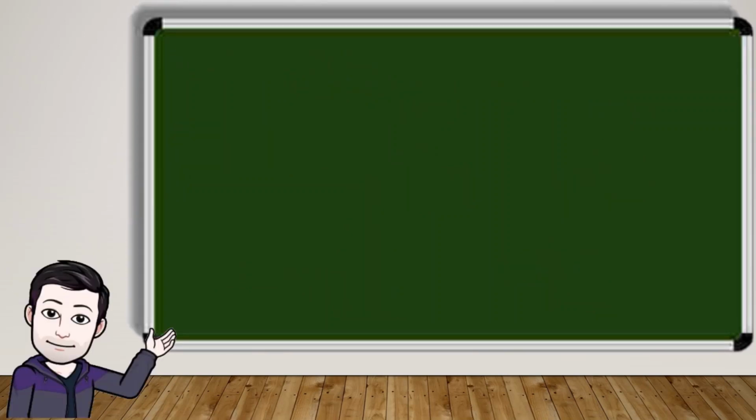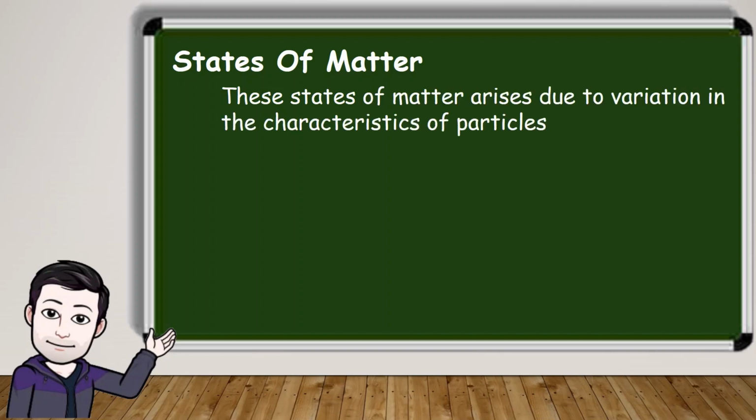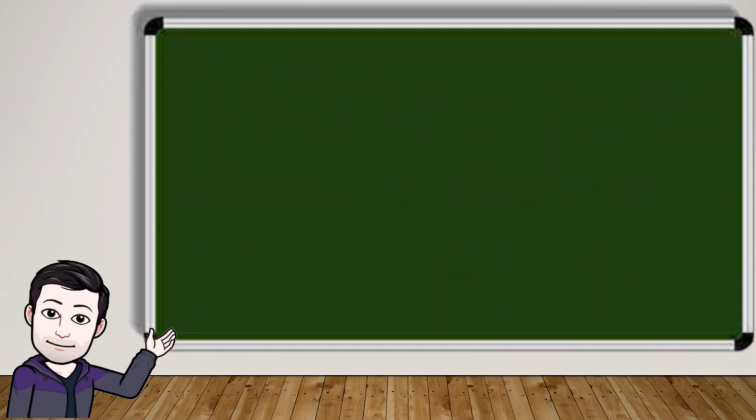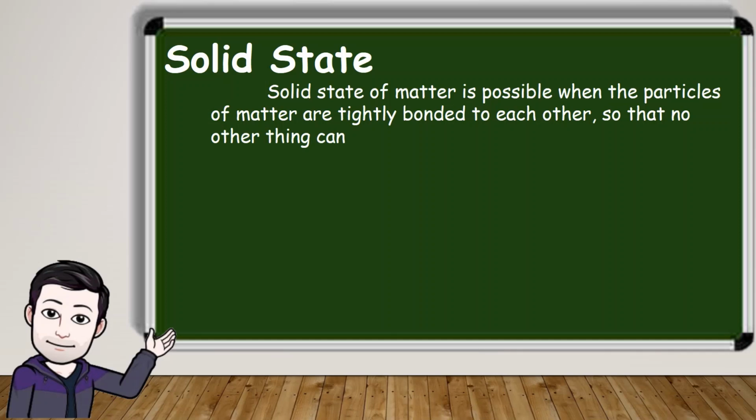Apart from characteristics, states of matter is also a physical property of matter. These states of matter arise due to variation in the characteristics of particles of matter. Matter exists in three different states: solid, liquid, and gas. Let's see them in detail. The first state is the solid state. Solid state of matter is possible when the particles of matter are tightly bonded to each other, so that no other thing can pass through it, like wood.